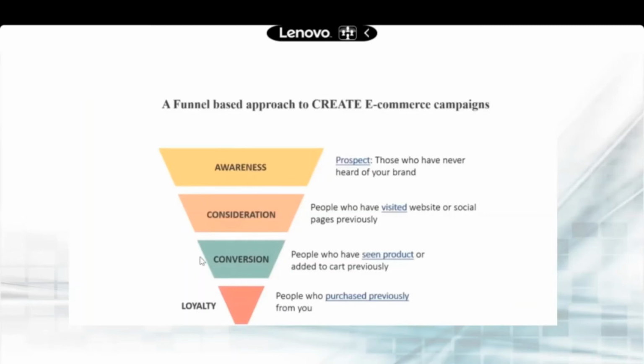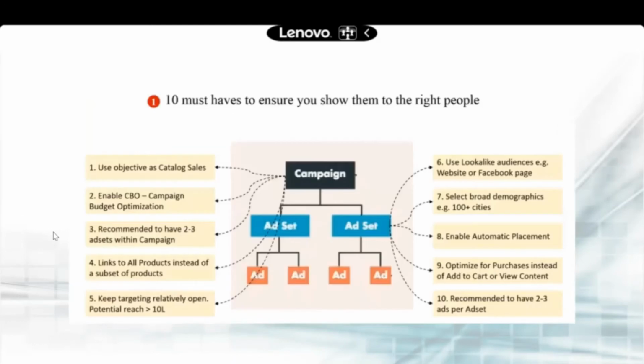So you have to follow a funnel-based approach, and you have to remember that this will be the approach. You cannot get too many sales. So if you want to get your first 100 orders, you need to see the number of audience that you wish to have for awareness, consideration, conversion, and so on, right?